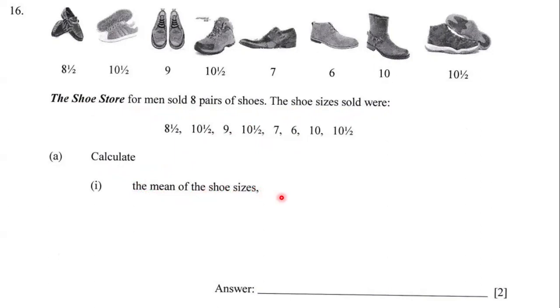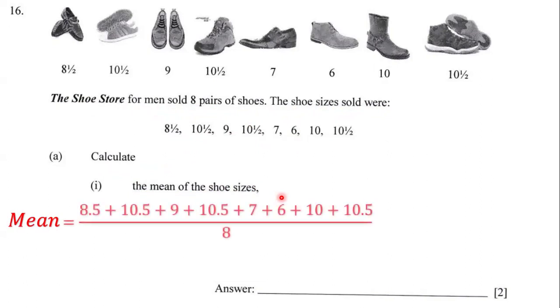Indeed, in order for us to find the mean, that is the average, what we have to do is add all of the data values that we have. We have 8.5, 10.5, 9, then we have 10.5 again, 7, 6, 10, and 10.5. When we add all of them, what is our result?